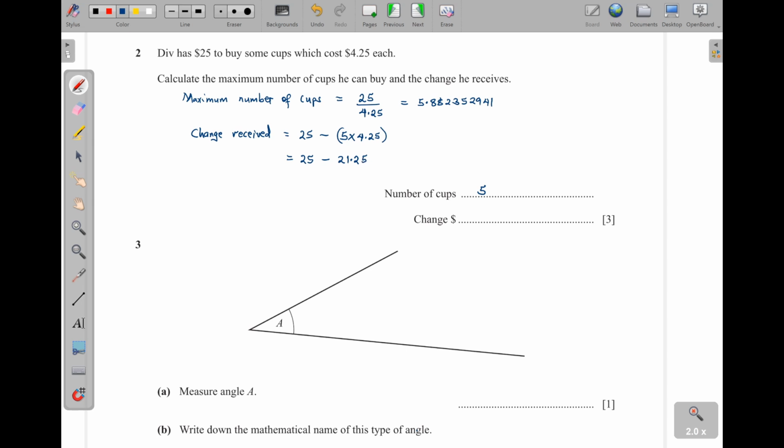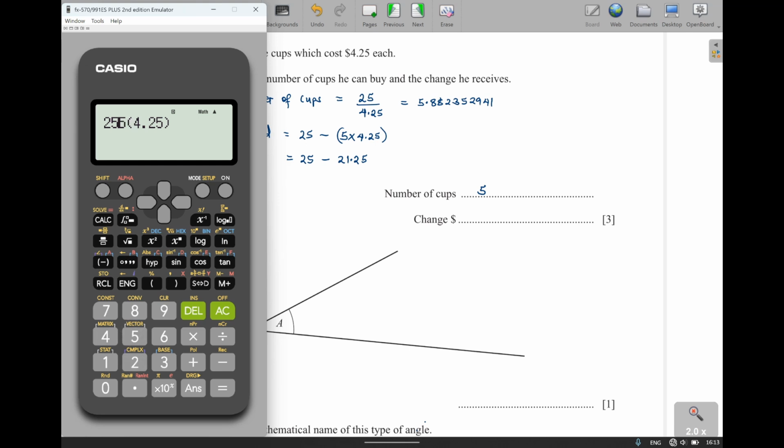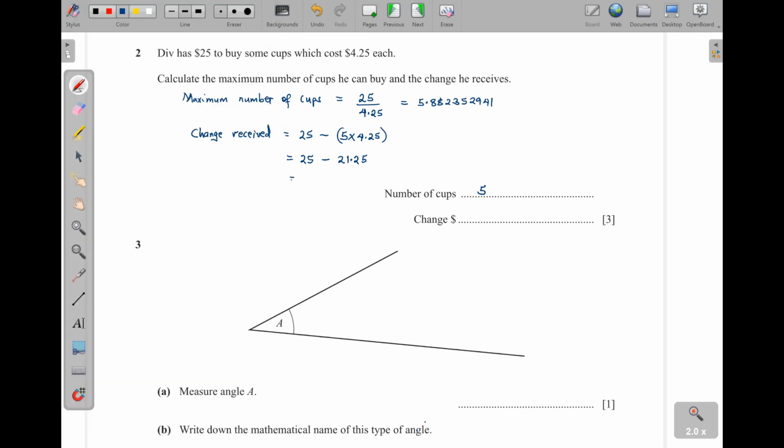If we subtract this one from 25, what do you get? 25 minus that is 3.75. I think you can see that it is not enough to buy a cup, because a cup costs 4.25. So that means the change is going to be 3.75.